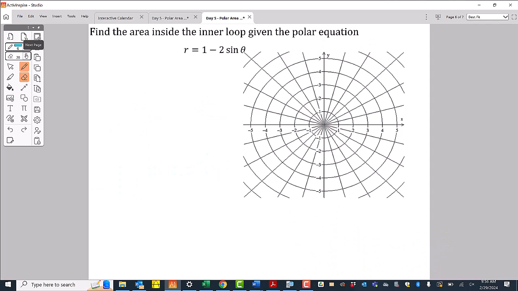All right, a similar thing happens here. Find the area inside the inner loop. So we have our inner loop graph.